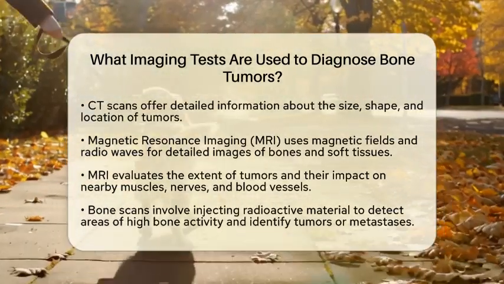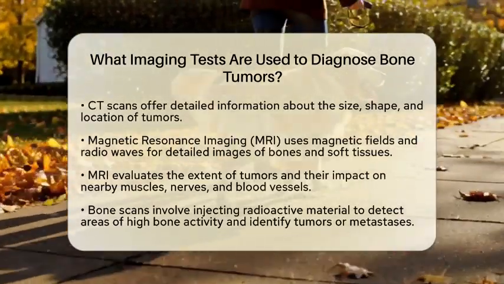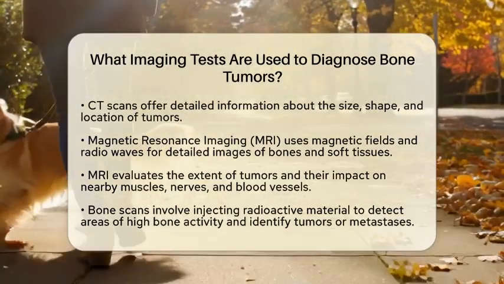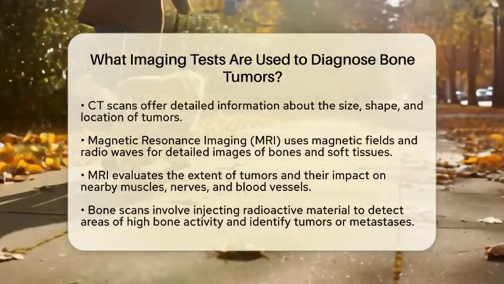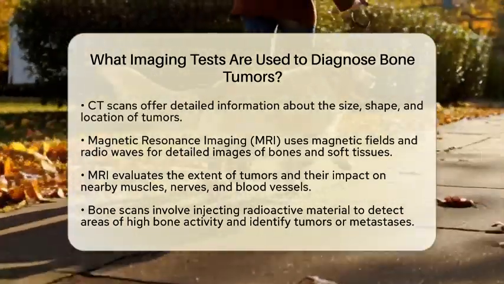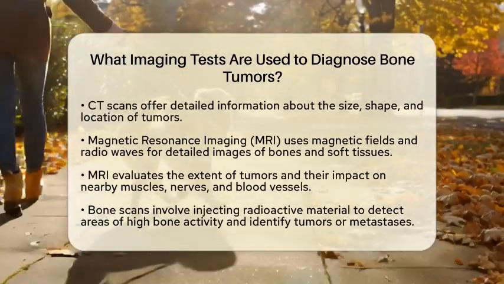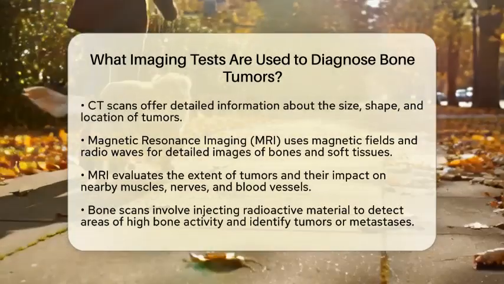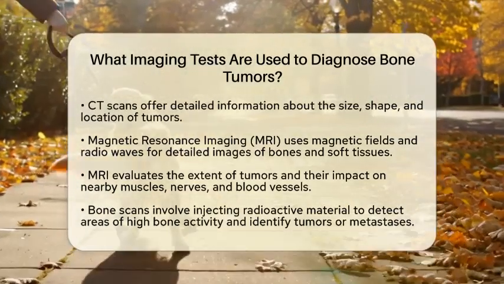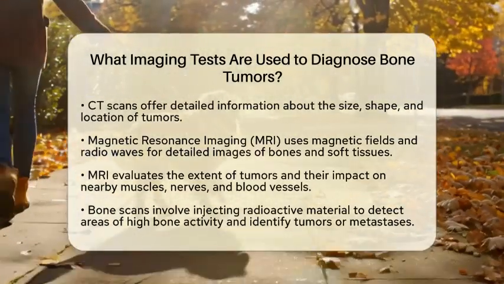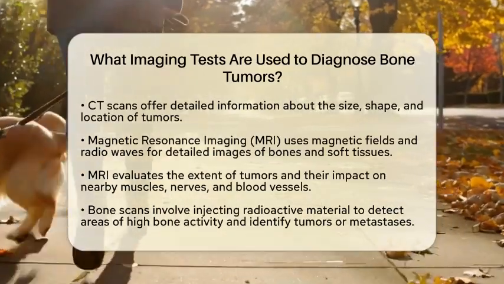tissues. Another important imaging test is magnetic resonance imaging, or MRI. This technique uses magnetic fields and radio waves to create detailed images of bones, bone marrow, and soft tissues. MRI is particularly useful for evaluating the extent of the tumor within the bone and its involvement with surrounding muscles, nerves, and blood vessels. It is often used to plan surgery or other treatments.